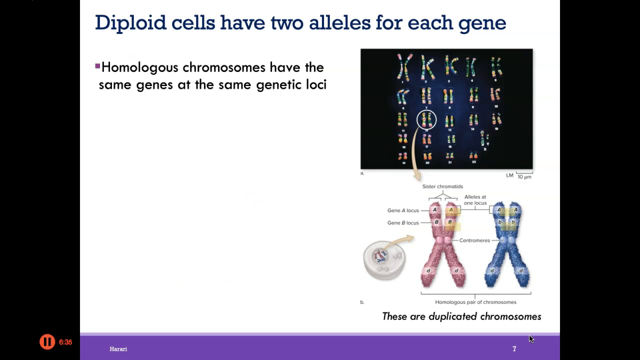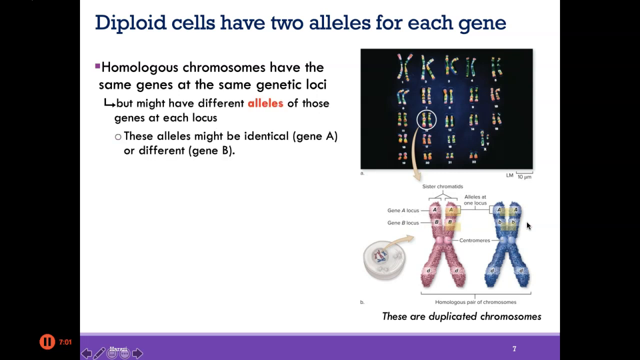So we said diploid cells have 2 alleles for each gene. And homologous chromosomes, right? Homologous chromosomes have the same genes at the same genetic loci. So we can say this is a homologous pair of chromosomes. This is chromosome 2 from mom, chromosome 2 from dad, so to speak. And then here we have the gene A locus. Here is the gene B locus, right?